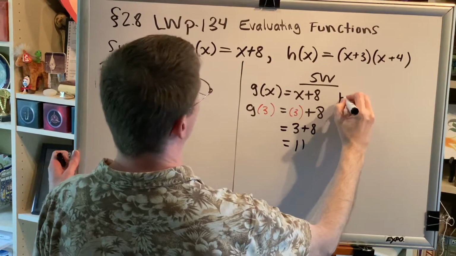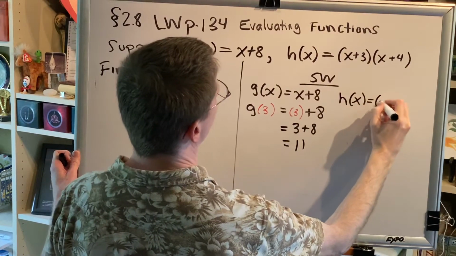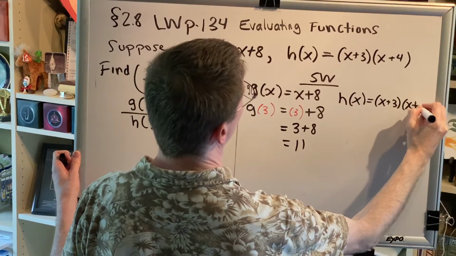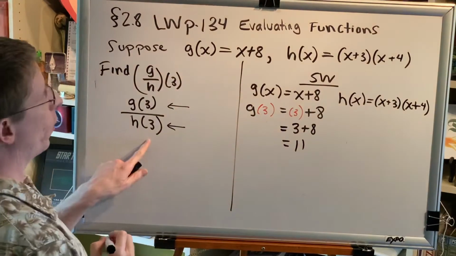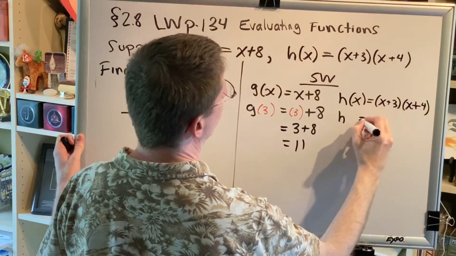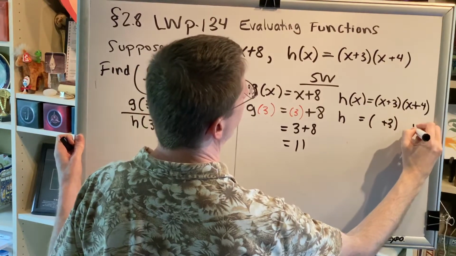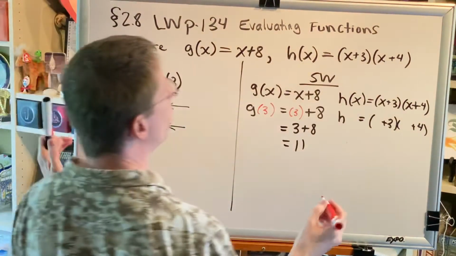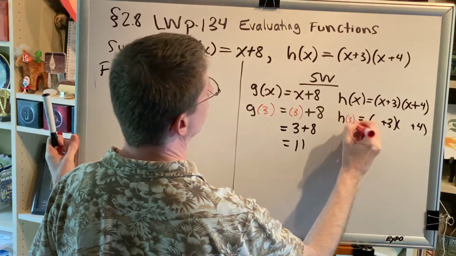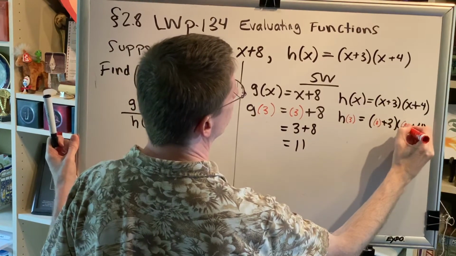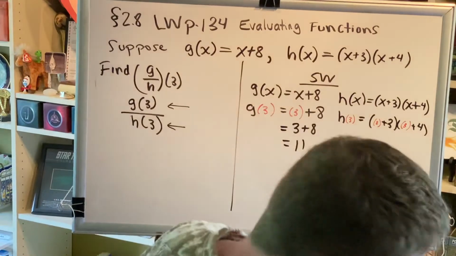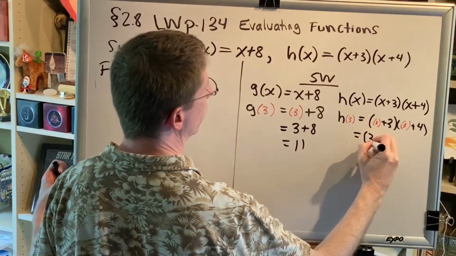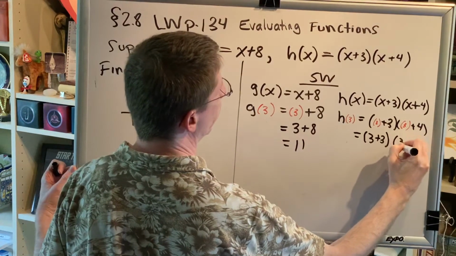Okay, h of x is equal to x plus 3, x plus 4. So if we want to find out what h of 3 is, we just have to replace every x with a 3. When we replace something with something new, we put the new thing in parentheses. Okay, these parentheses here and here are unnecessary. So we just get a 3 plus 3 times a 3 plus 4.